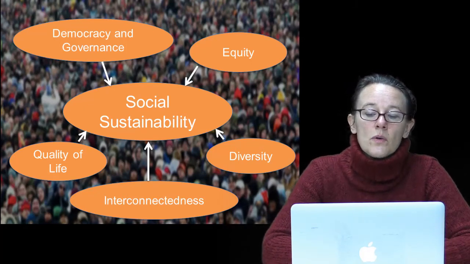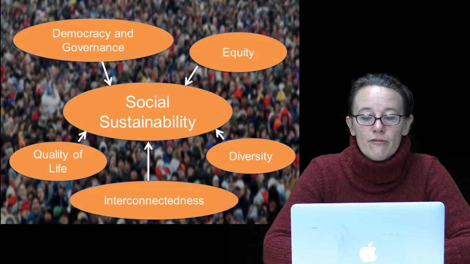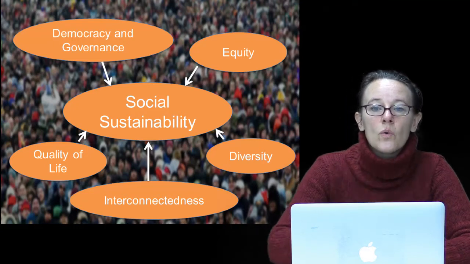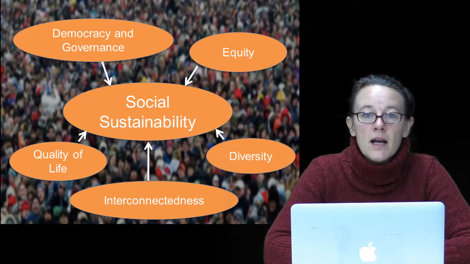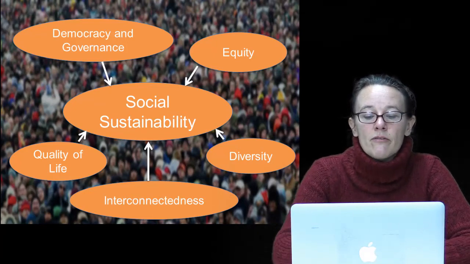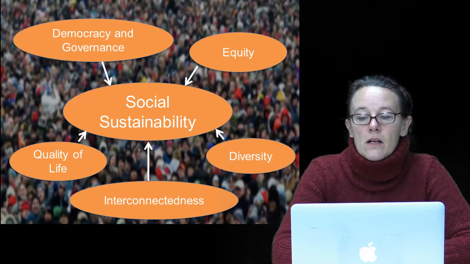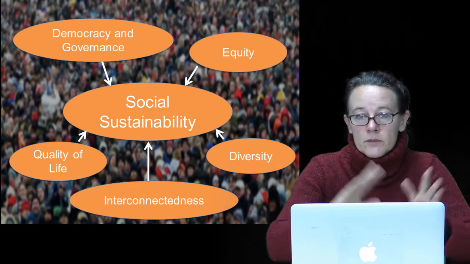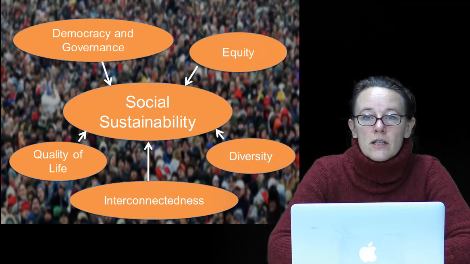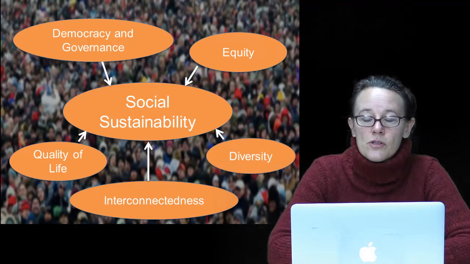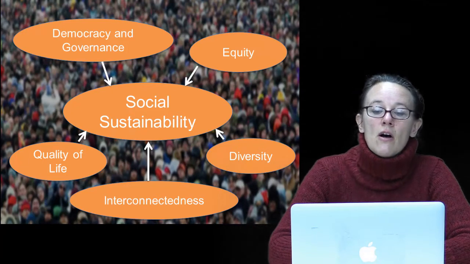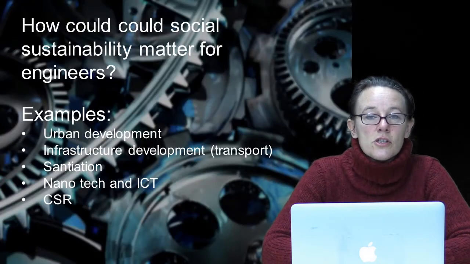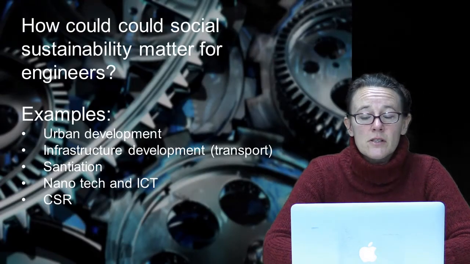And then also linked here we have the quality of life, which is a goal where we are actually trying to achieve the same type and a good type of quality of life for people. So now, starting from this little introduction into the different aspects of social sustainability, I will give a few examples of how social sustainability could matter for engineers.